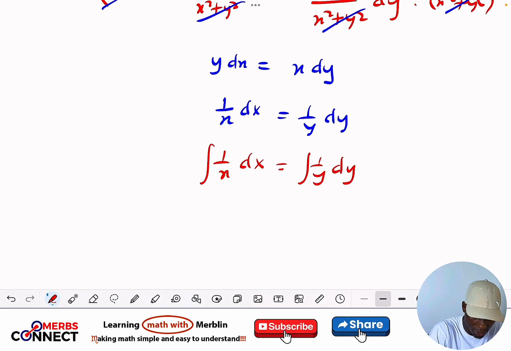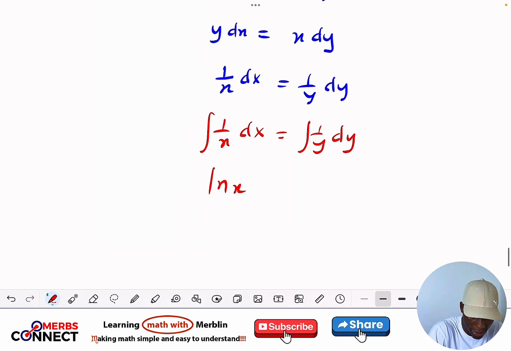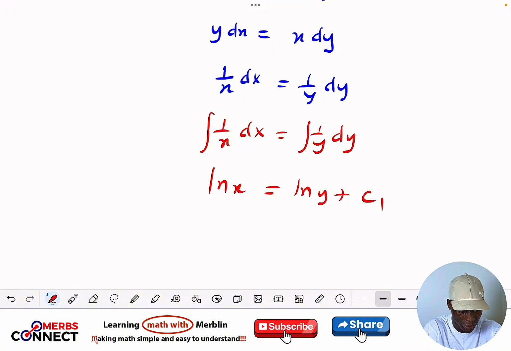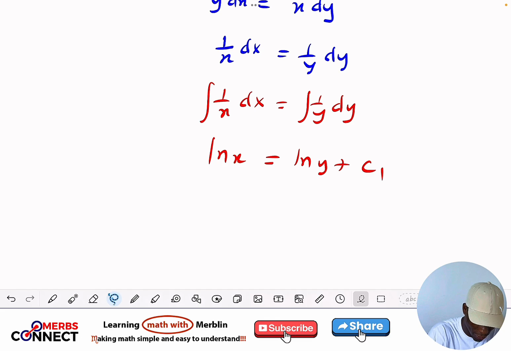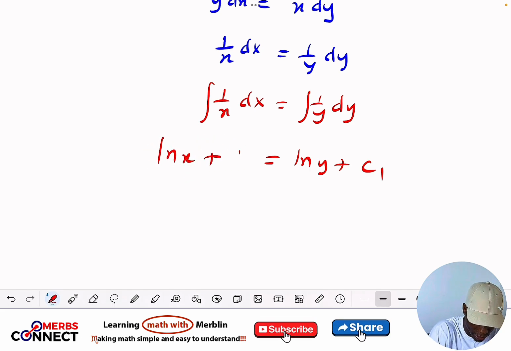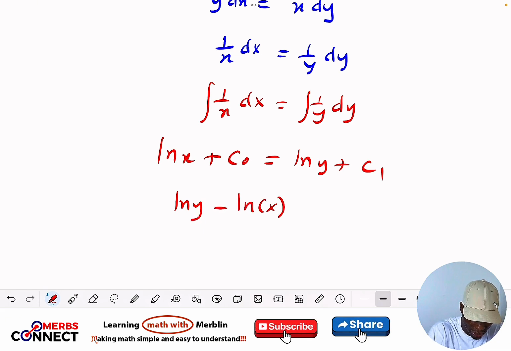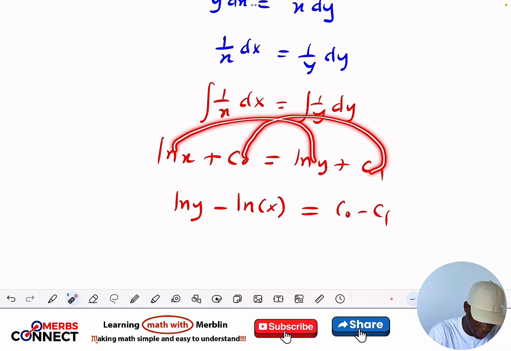So this is going to give us natural log of x plus a constant. I'm just going to add the constant to one side, plus c, or let me say c1. So that's what we are going to get. And let me add another constant to this so that it can be nice, so plus c naught. So this minus this is equal to c naught minus c1. So I just move this one here and move this one also here.